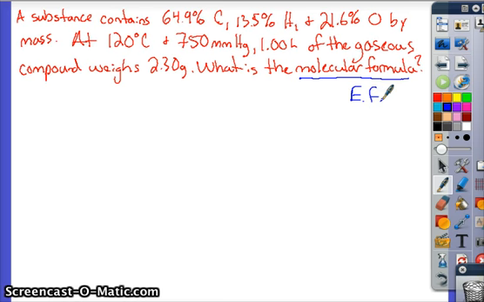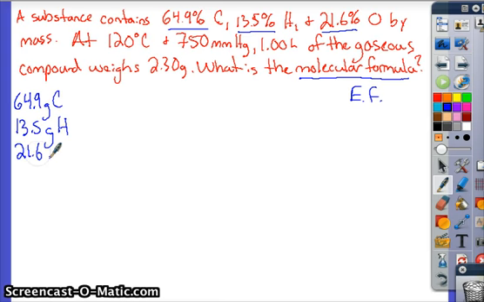The empirical formula is generated by looking at the percentages of each substance in the compound. In this case, we have 64.9% carbon, 13.5% hydrogen, and 21.6% oxygen. Everything's by mass, so we make the assumption that each percentage is actually a gram amount. So if we had 100 grams of the compound, we would have 64.9 grams carbon, 13.5 grams hydrogen, and 21.6 grams oxygen.